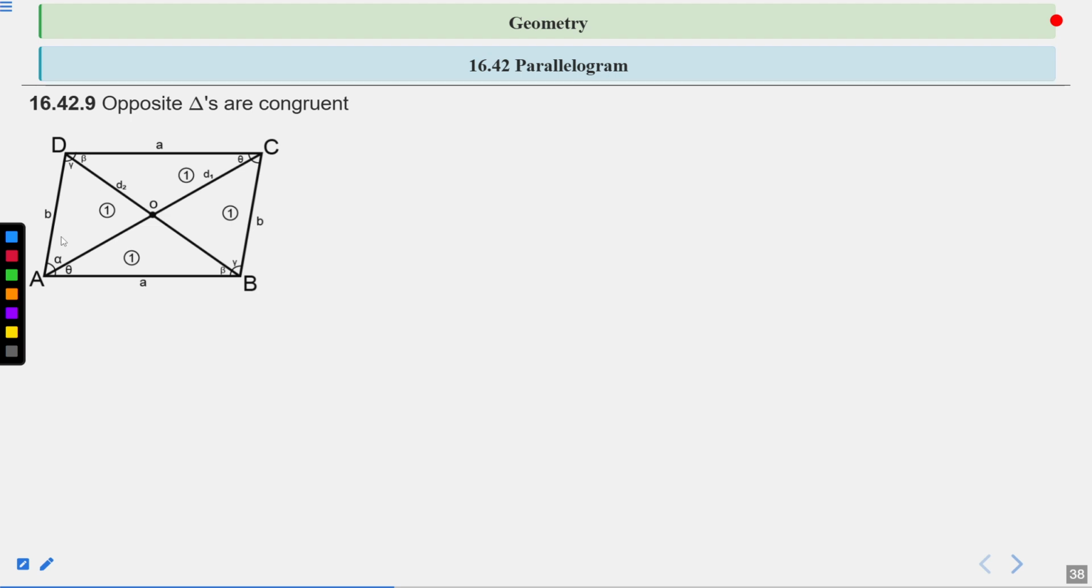This is the diagram of 16.42.9, and the property says that the opposite triangles are congruent. It means triangle AOD is congruent to triangle BOC. In the same way, triangle AOB is congruent to triangle DOC. So we can say that COD is congruent to AOB, and triangle AOD is congruent to triangle COB. Now we can say that BO equals OD equals BD by 2, or AO equals CO equals AC by 2.